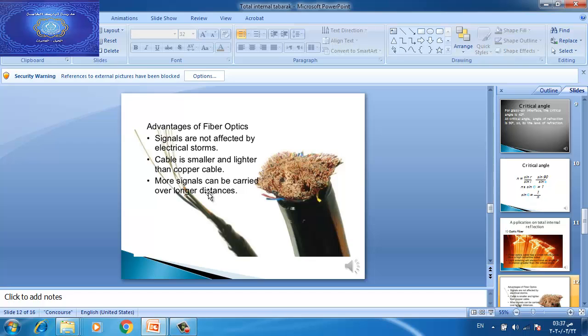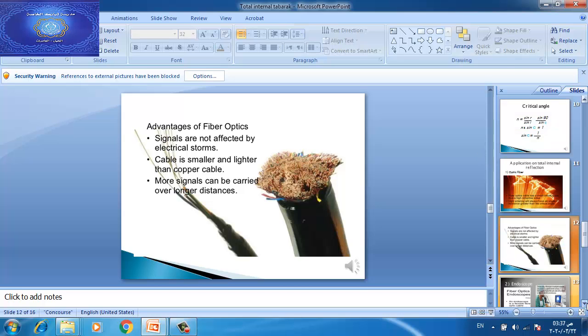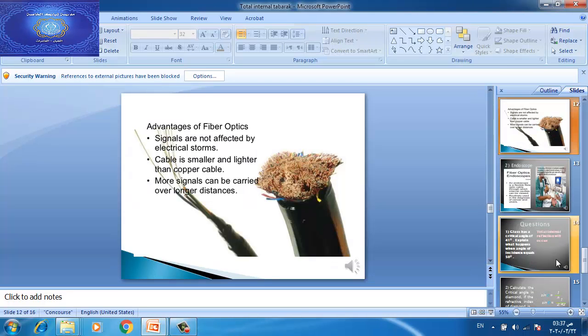First one, signals are not affected by electric storms. Also smaller and lighter than the copper cables. More signals can be carried over longer distances. These are the advantages of optic fibers.